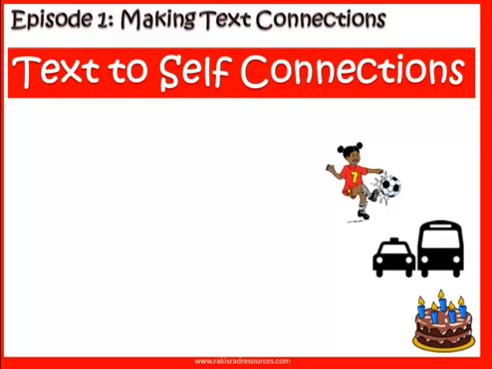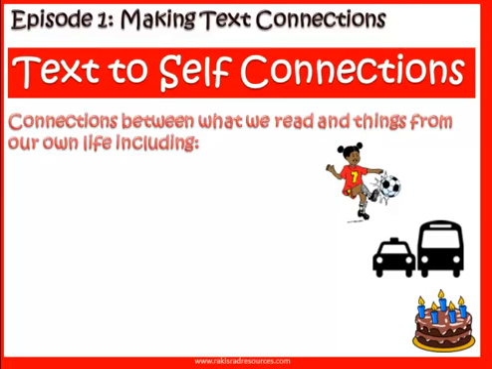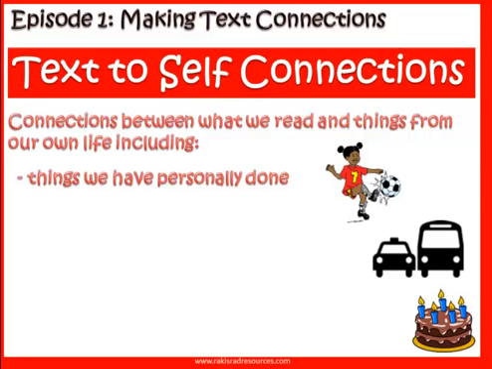And so we're going to make a text-to-self connection. Well, self would be you. So a text-to-self connection is just what it sounds like. It's a connection between something that we read and the things that we know from our own life. Okay? So it could be a connection between what you read and something that you've done. You read a story about somebody playing soccer, you play soccer, and you can make a connection. You can understand how that character is feeling because you've done it.